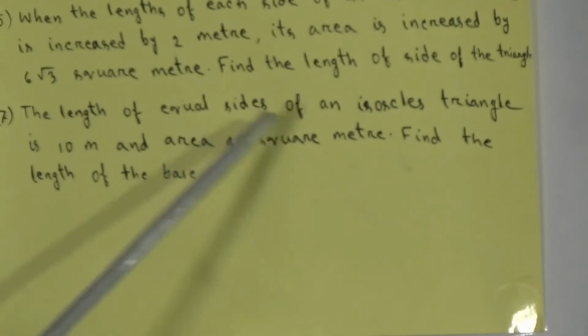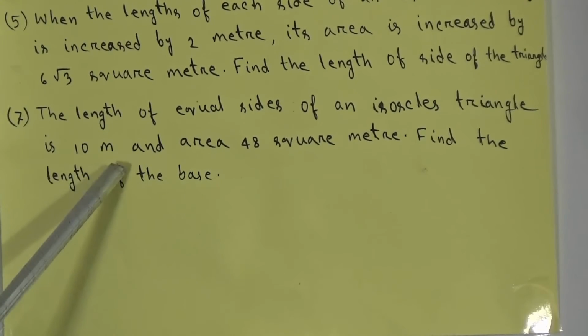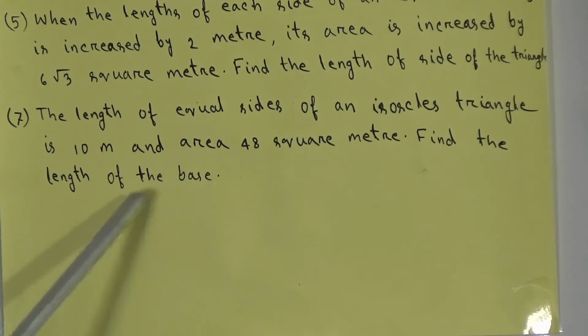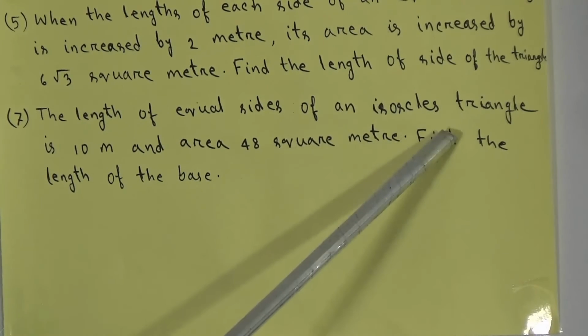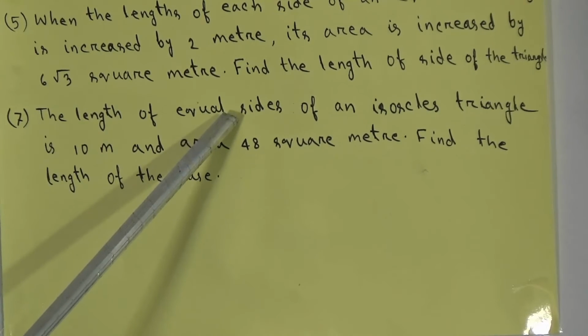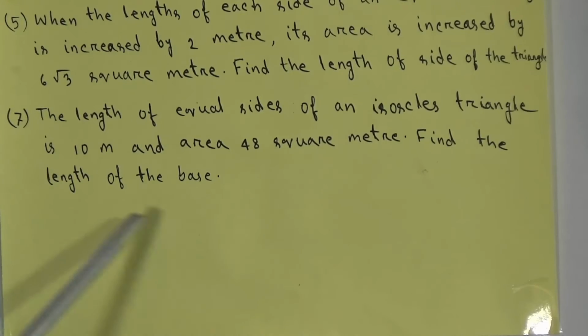Here the question is, the length of equal sides of an isosceles triangle is 10 meter and area 48 square meter. Find the length of the base. Length of equal sides given is 10 meter and the area is also given, it is 48 square meter, and we have to find out the length of the base.